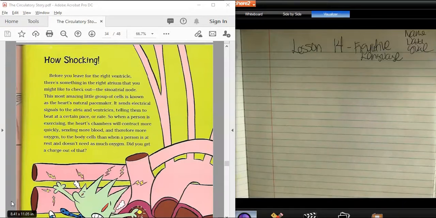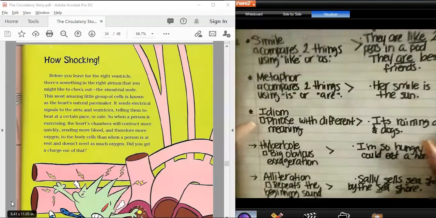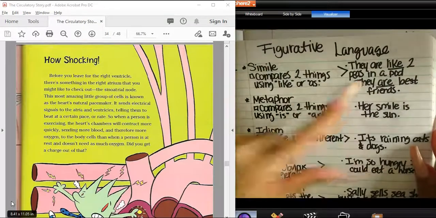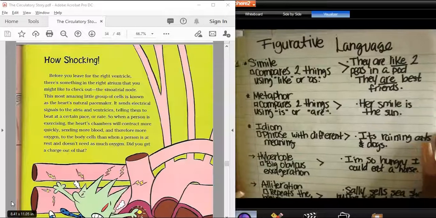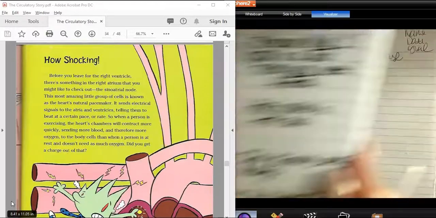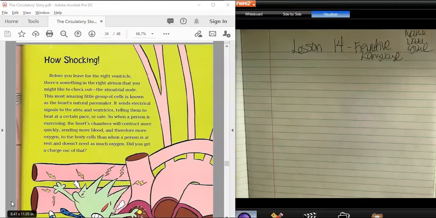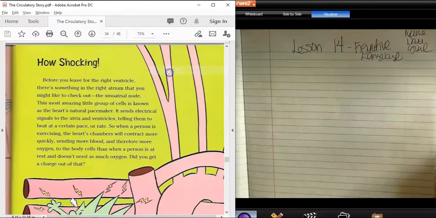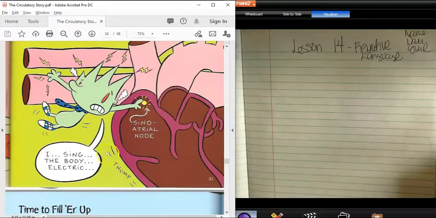And remember, this is what your figurative anchor chart looks like. It's labeled figurative language, and we copied all these definitions. Okay, the first one I want to look at is the one that we just read. So it's on this page. I'm going to go ahead and zoom in a little bit. And it's right here. And the author used this type of figurative language.